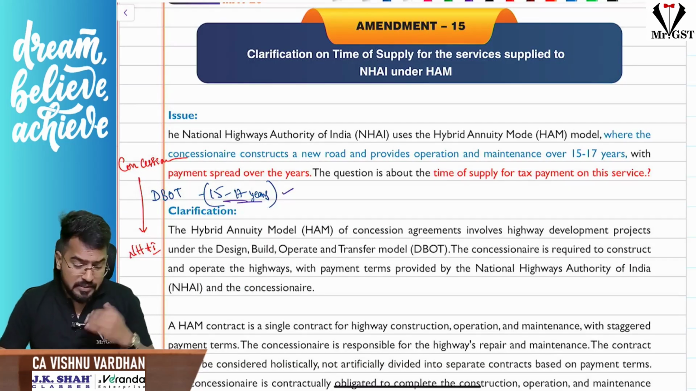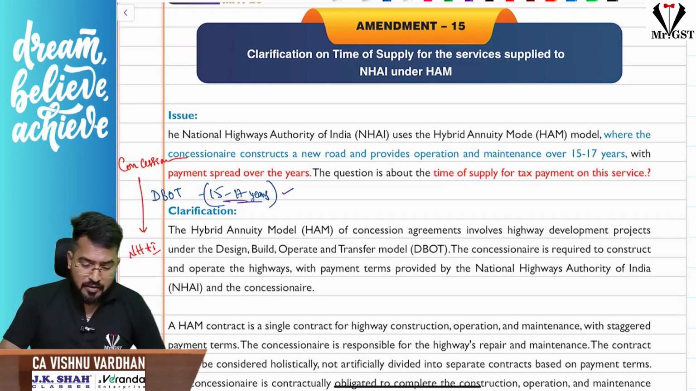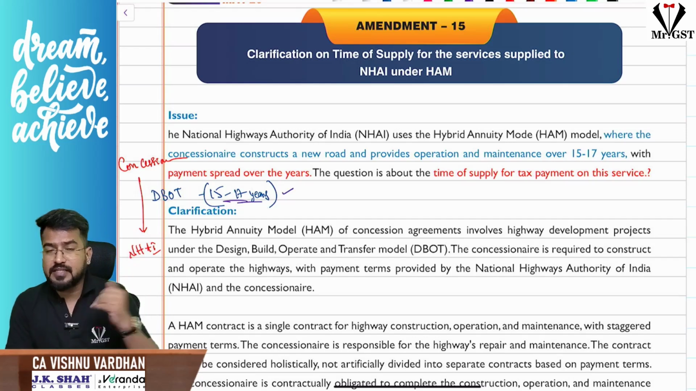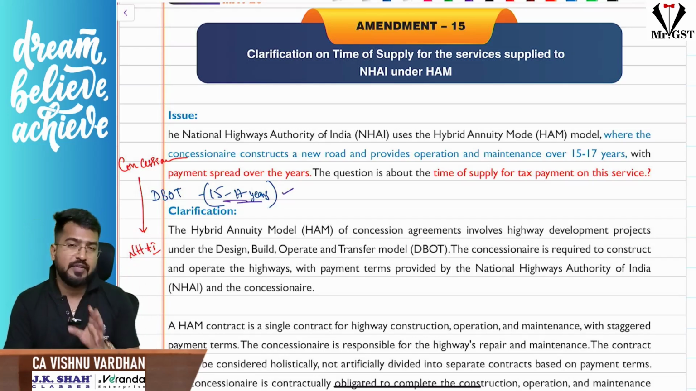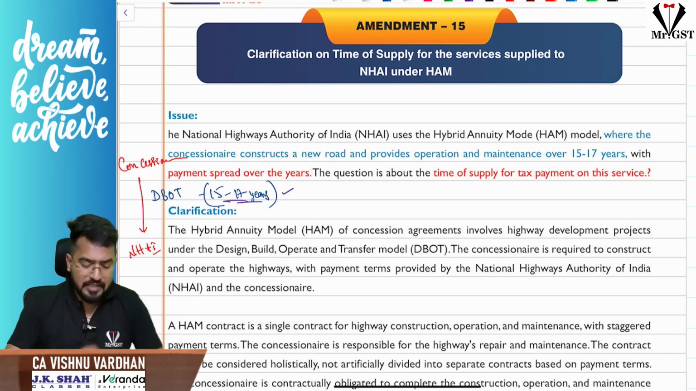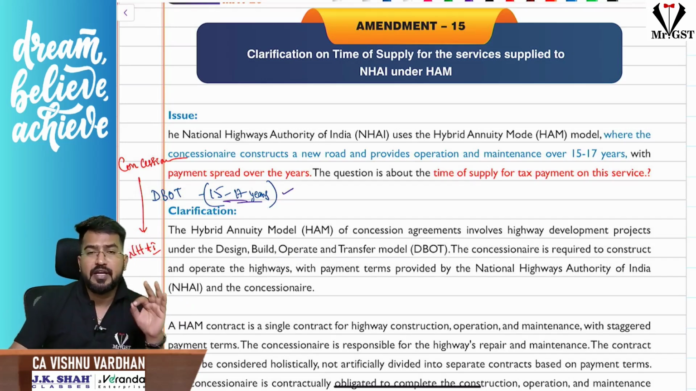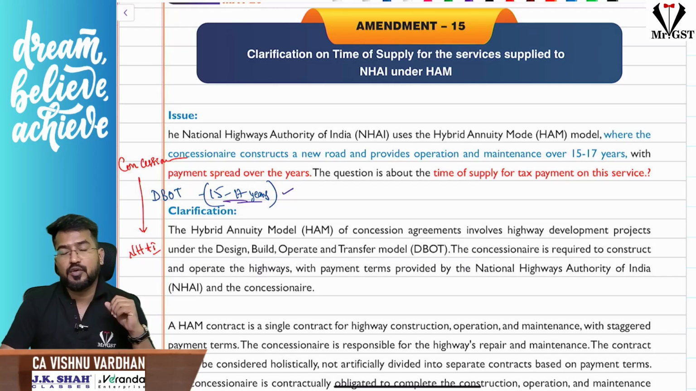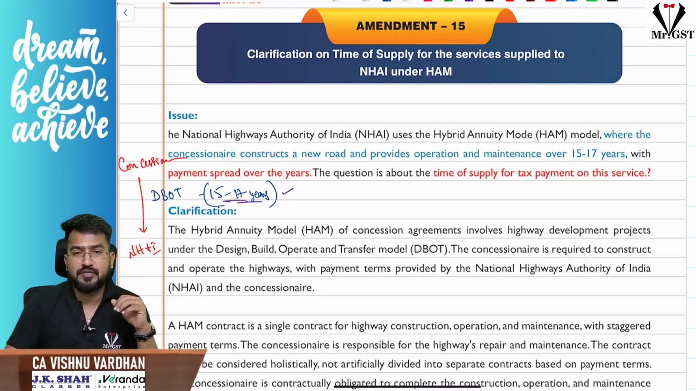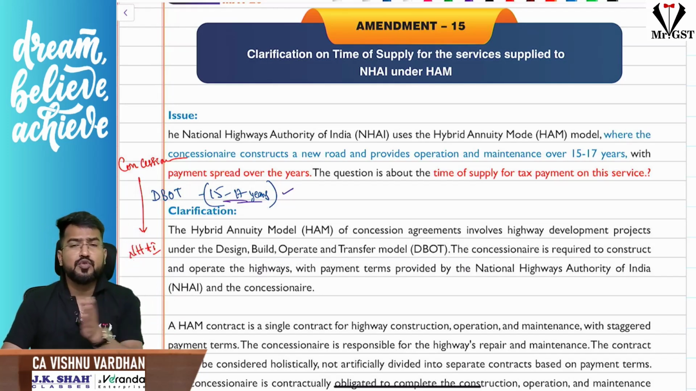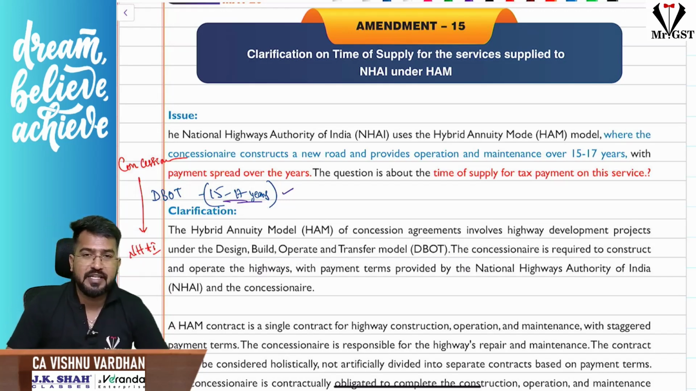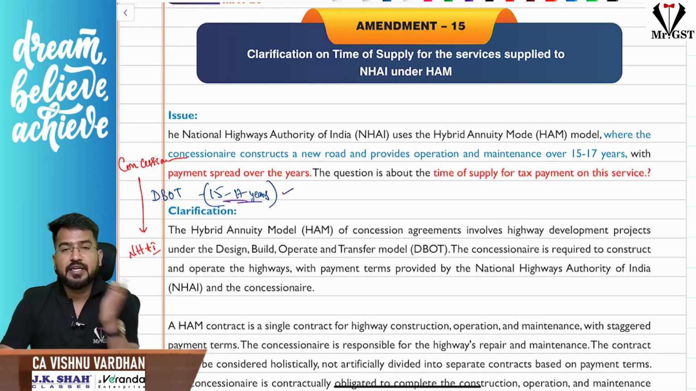Next one, if you see, sir, there are various builders, whom we call concessionaires, who are constructing the highways. Sir, I'm providing services to the National Highway Authority of India under the design, build, operate and transfer model, DBOT model, which we call the hybrid annuity model. Here they provide services of constructing the roads, then operating them, and then transferring them. This goes over a period of time, like 15 to 17 years. In this case, NHAI is making payment to these people. What is the time of supply for that?